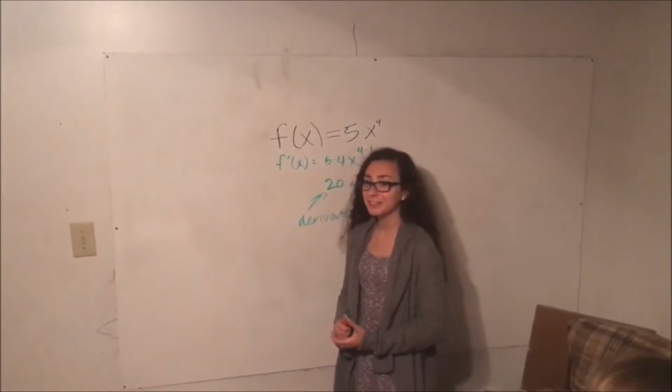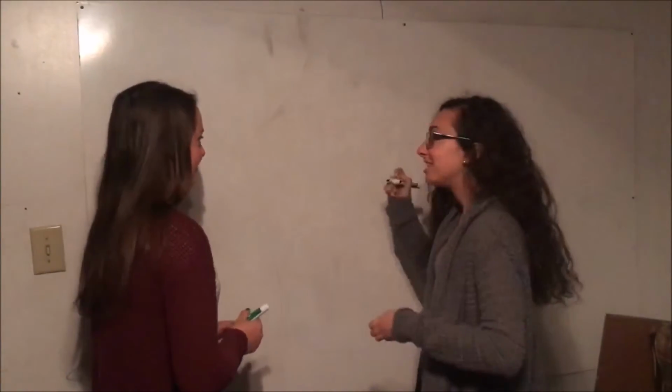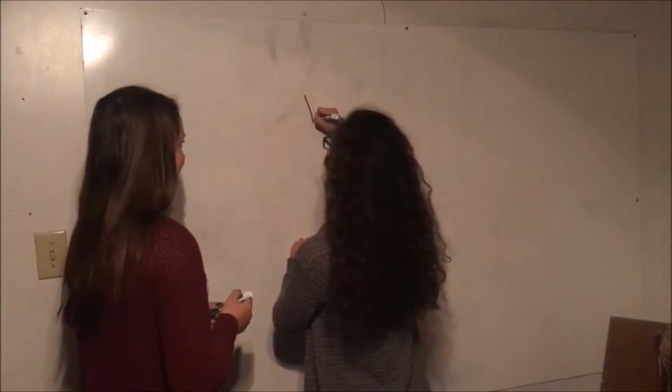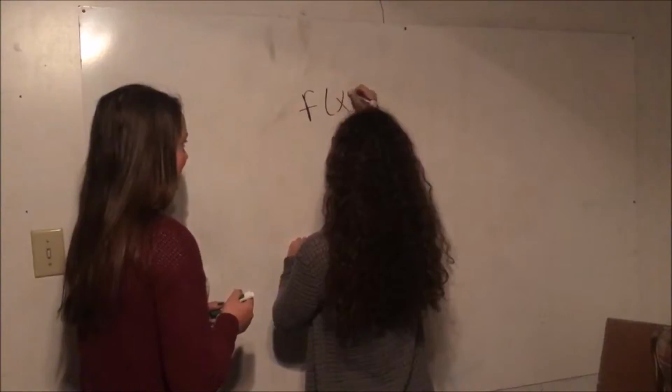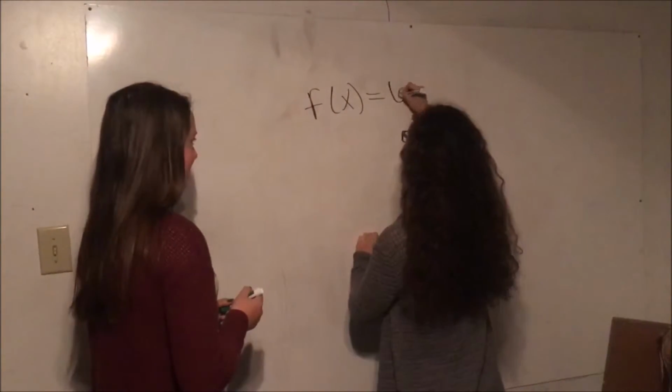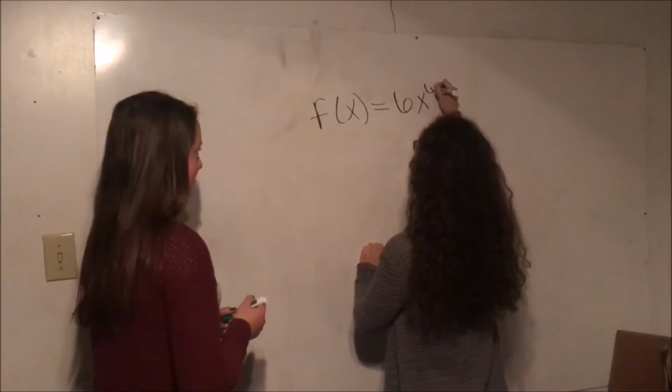Jordan, you seem like you know what you're doing. You should try an example. Come on, you got it! Okay. So here is your example. The function is 6x to the 6th.